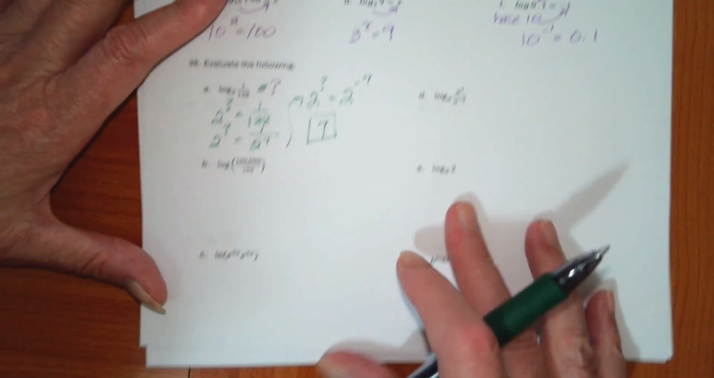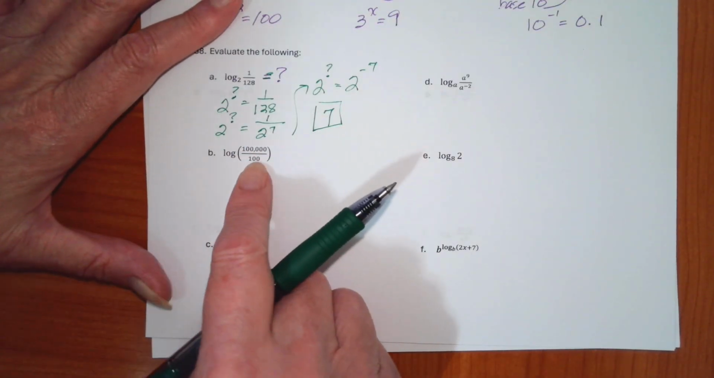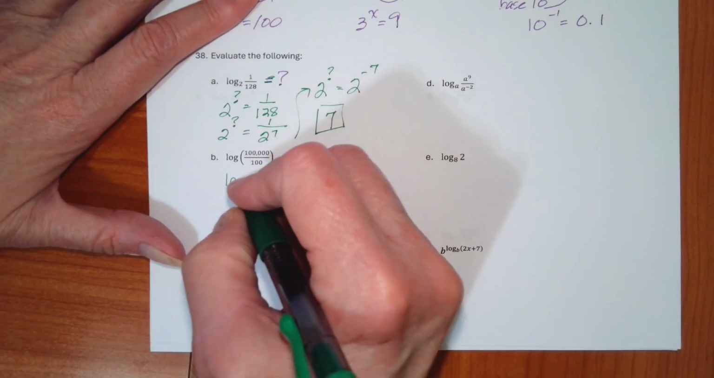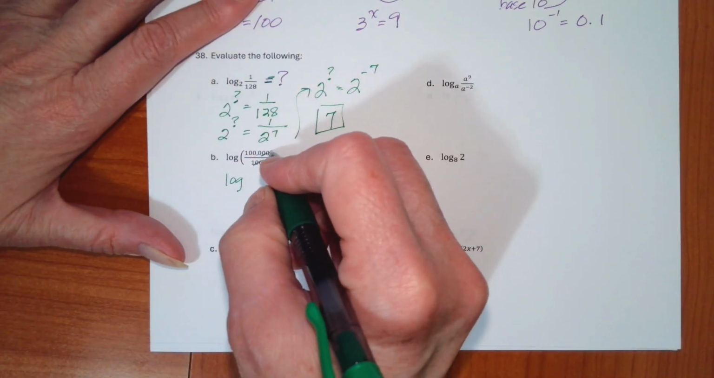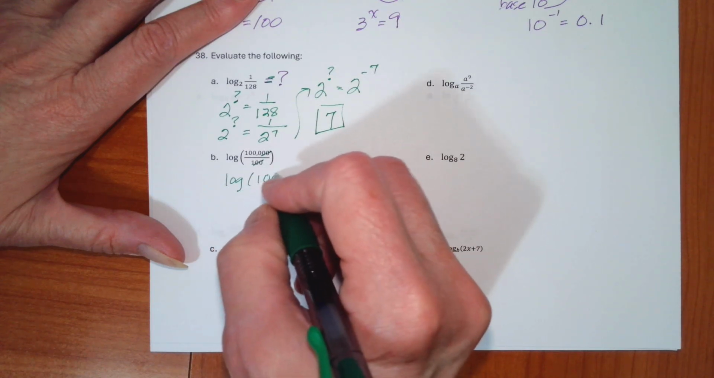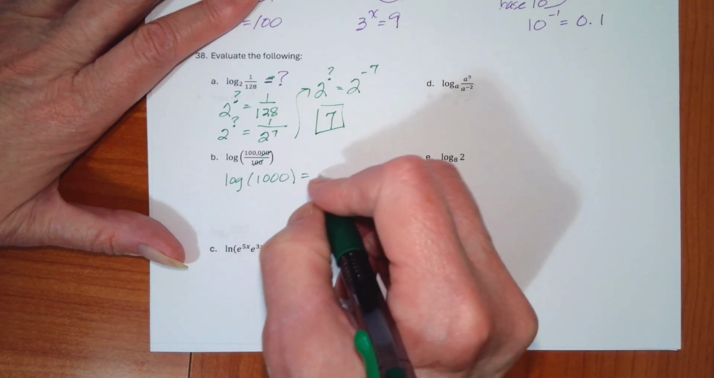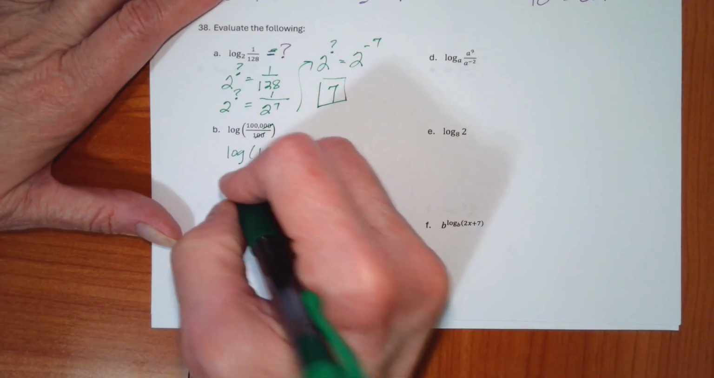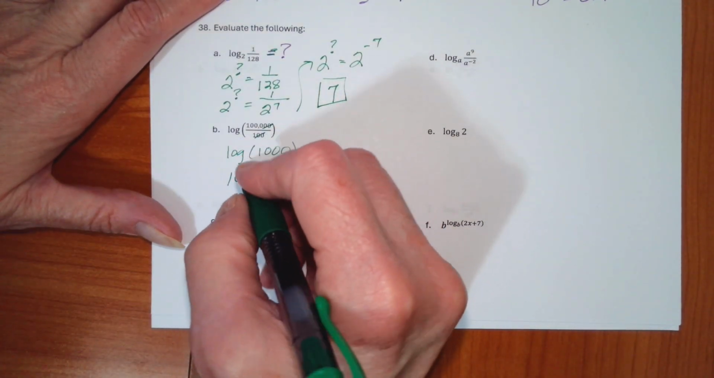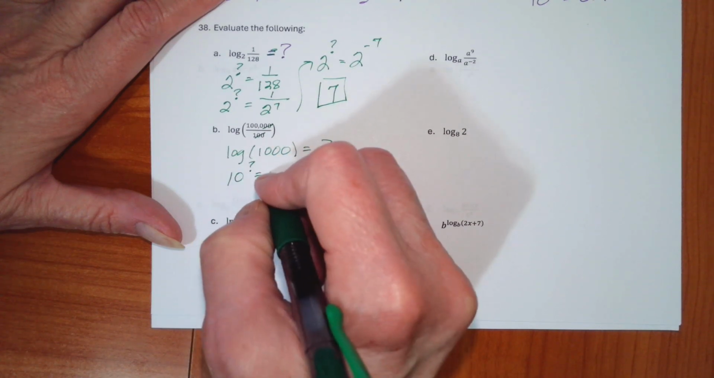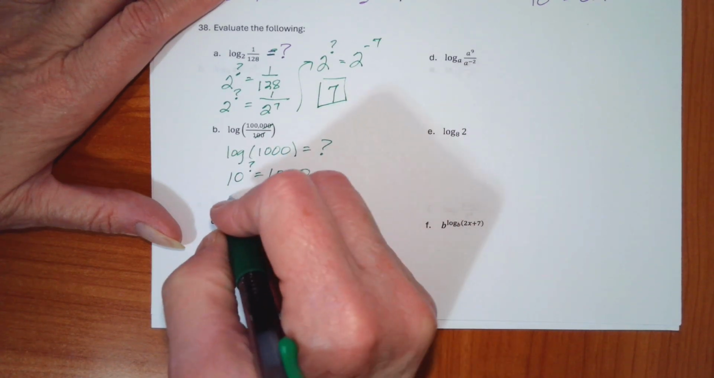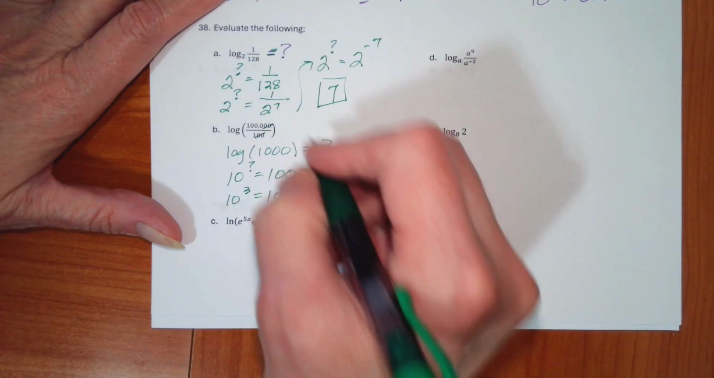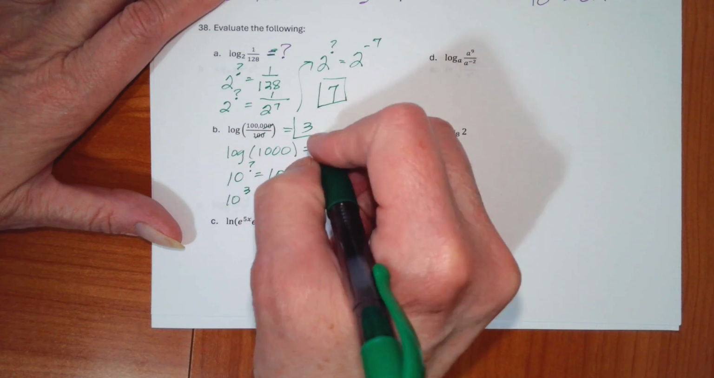Okay, so if I want to do log of 100,000 divided by 100. Okay, well, I'm going to change this to the log, and I'm going to cross off a couple of zeros here. So this is a log of 1,000, and I want to know what that's equal to. So 10 to what power is equal to 1,000? Well, 10 to the third is equal to 1,000, so the answer is 3.